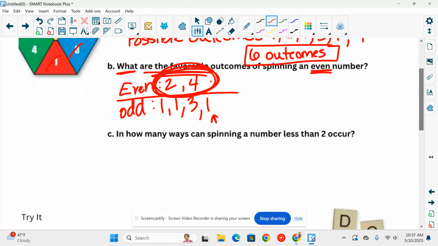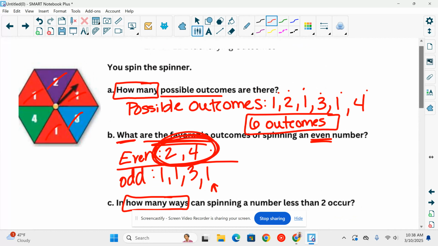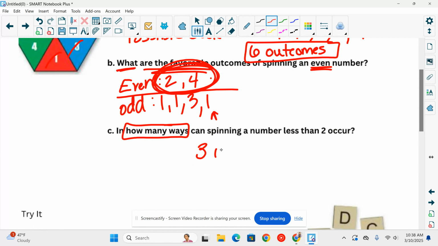In how many ways, so we're going to be counting, can spinning a number less than 2 happen? 3 ways, right? Well, what are our numbers less than 2? 1, and 1. So there would be 3 ways to spin a number that is less than 2.